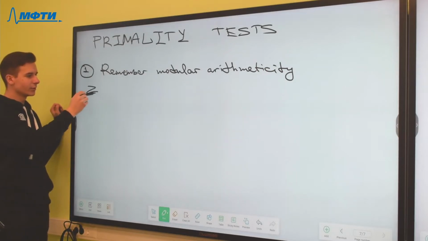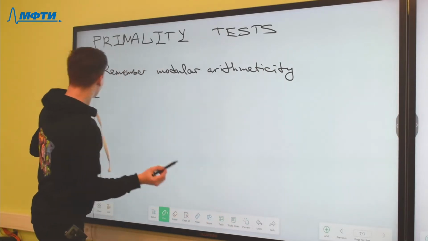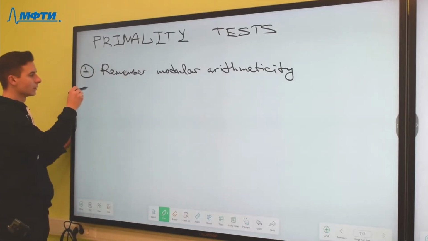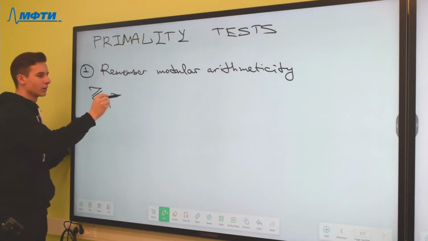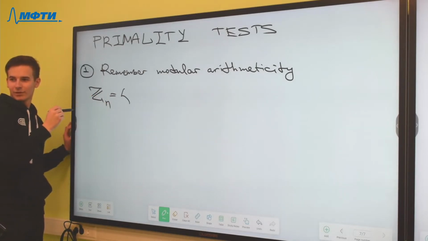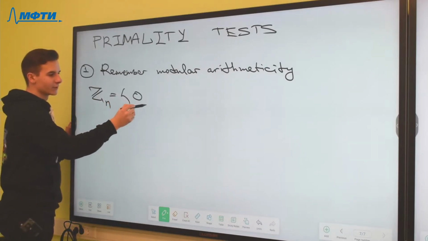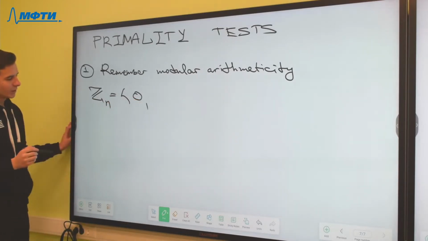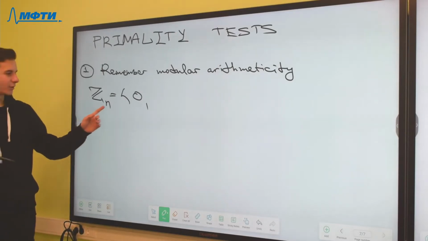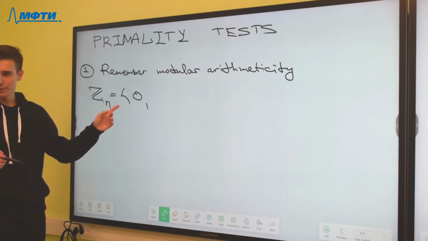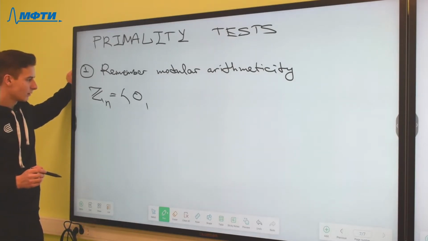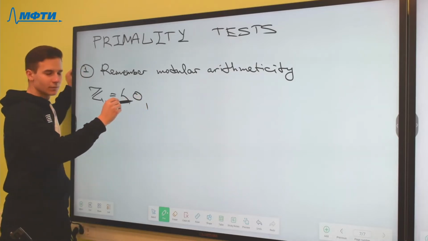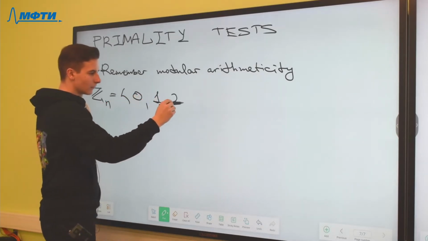And you remember what is a set. What is it? It's the set for all the integers from 0 to n minus 1, modulo n.